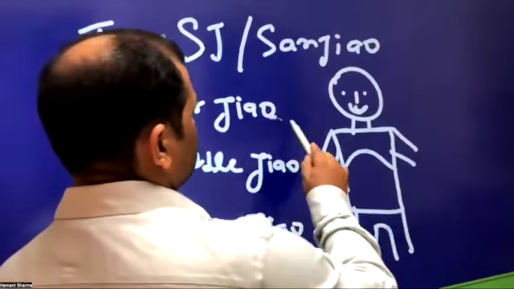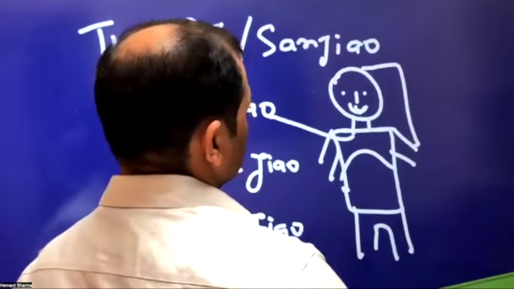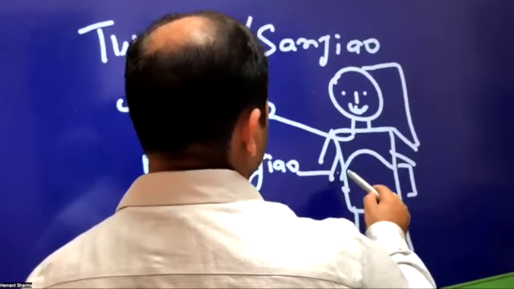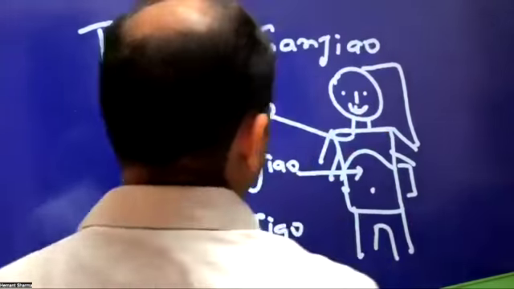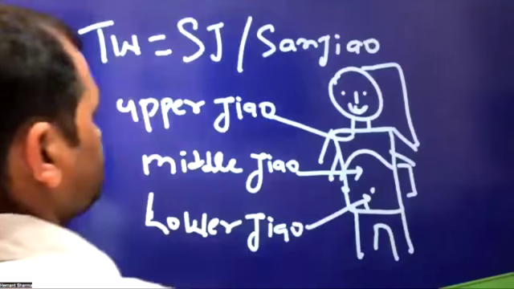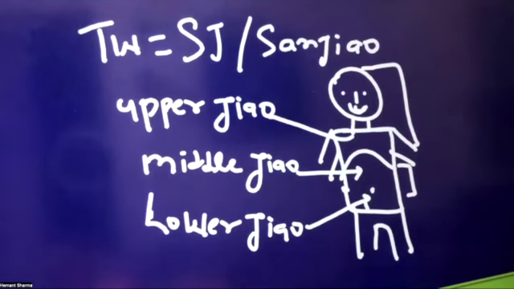So this is the upper zio, hold this upper part. This is the middle zio, hold this middle part. This is the lower zio, hold this lower part. तो पूरी बॉडी को हमने तीन भागों में बांट दिया.